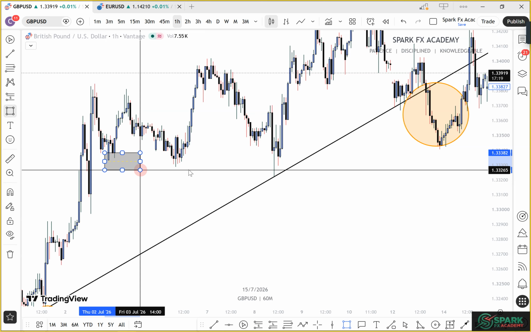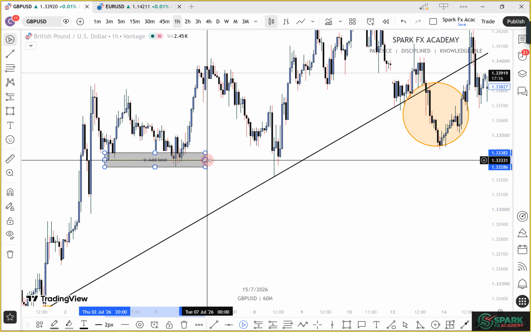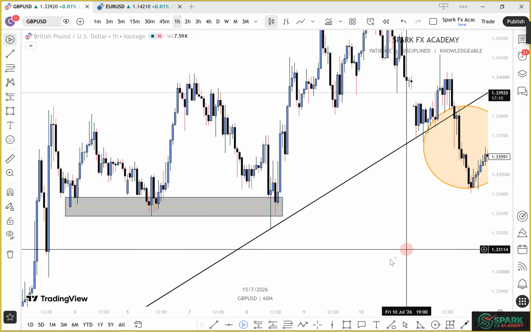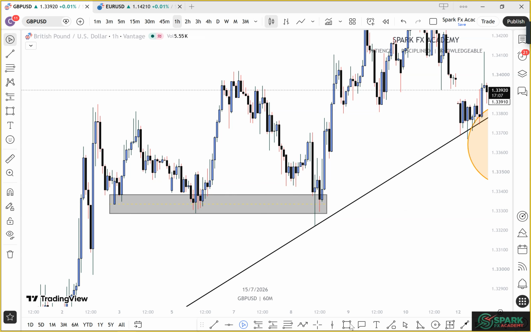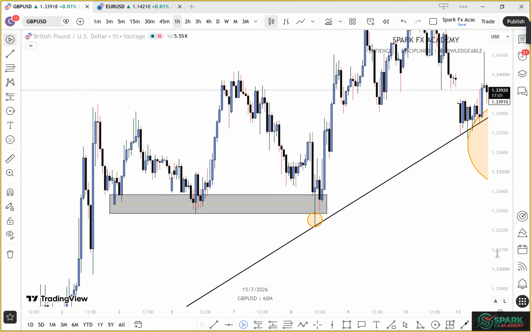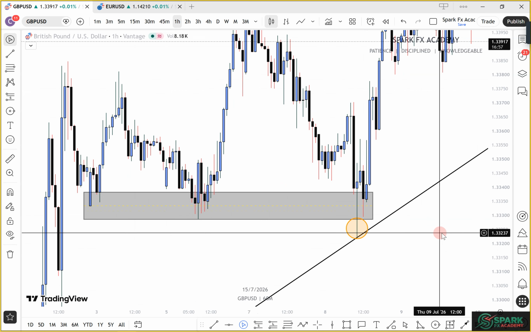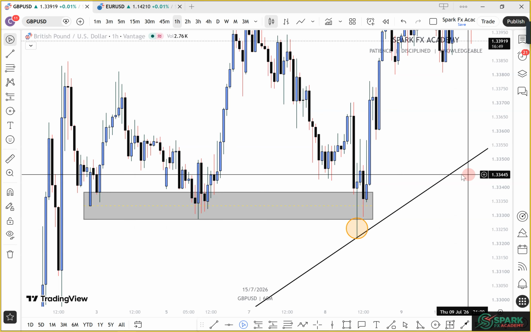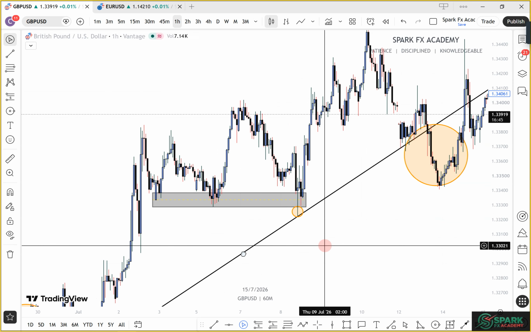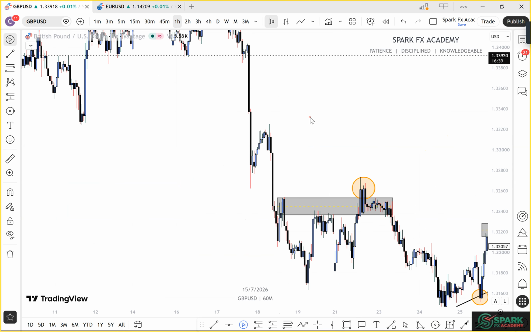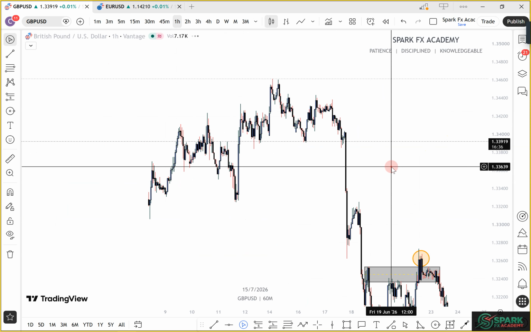So we have one here. In this case, it's a support. So this breakout here, is that a valid breakout or an invalid breakout? Yeah, very correct. So let's see if we can take probably like two more and wrap it up for today. So let's go back in chart data and let's see.